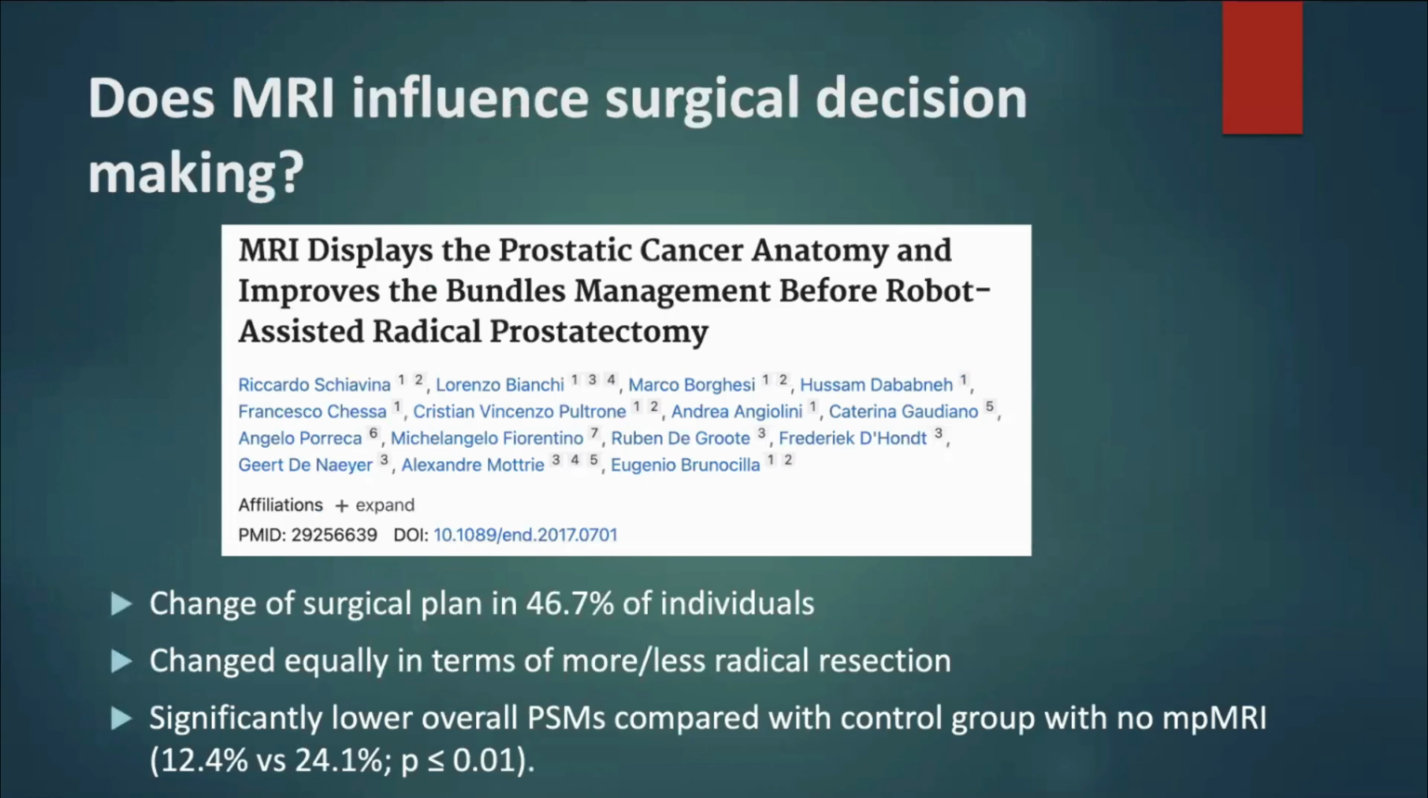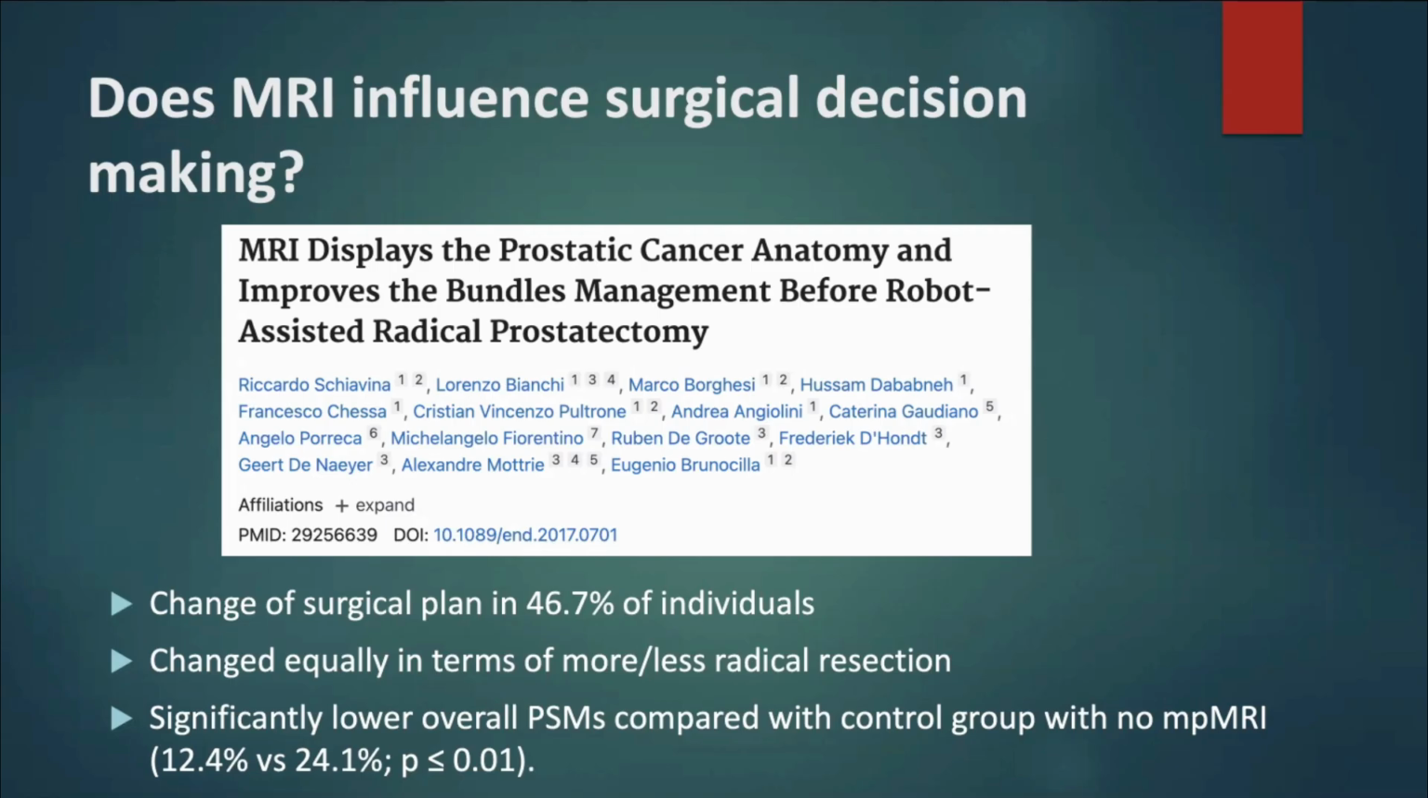And this is quite a nice paper from an Italian group showing the influence of MRI on surgical decision making. So they had around 150 patients at a couple of high volume centres who had a preliminary plan based on clinical data, and then the surgeons were given MRI information, and they also had a control group of a similar number. The nerve-sparing plan was changed in almost 50% of individuals, and interestingly, it was changed equally in terms of a more radical and less radical approach.